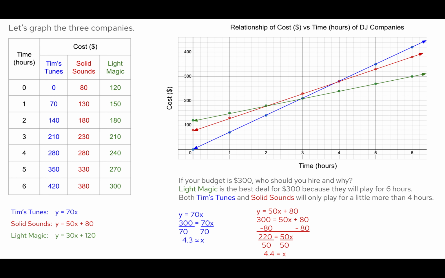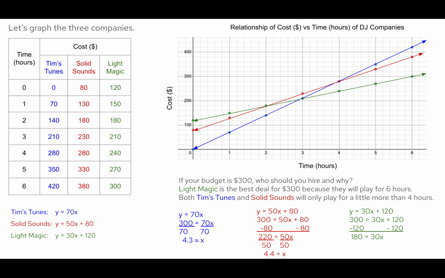And lastly, Light Magic. Again, replacing the y with 300. Subtract 120 from each side. I get 180 equals 30x. Divide each side by 30 and I get 6. So this shows you again that with Light Magic you get 6 hours and with the other two you get a little more than 4 hours.